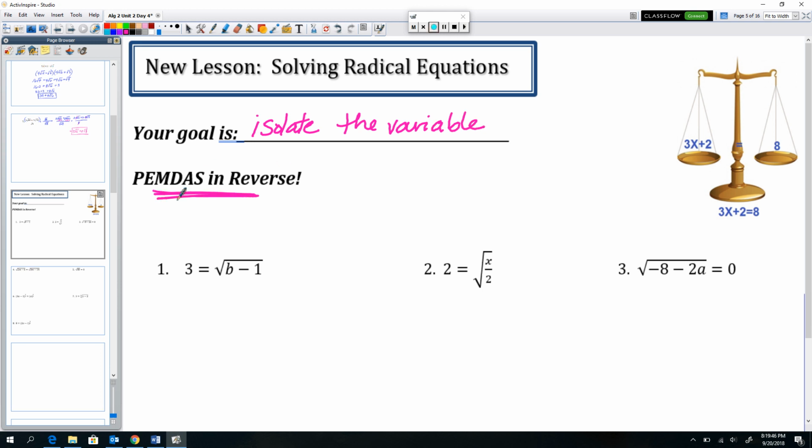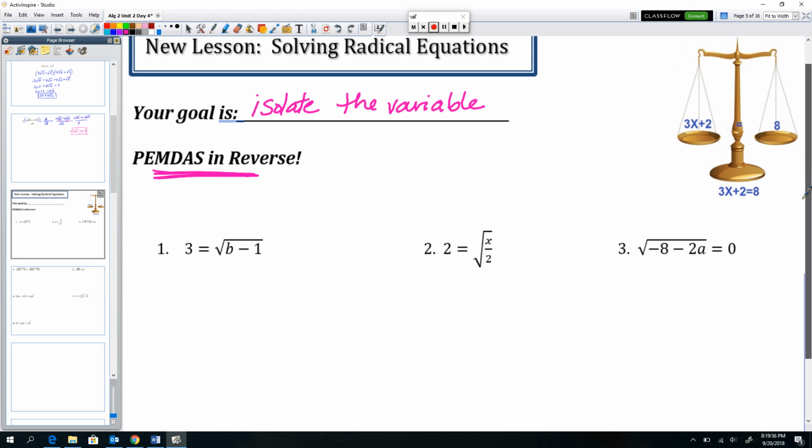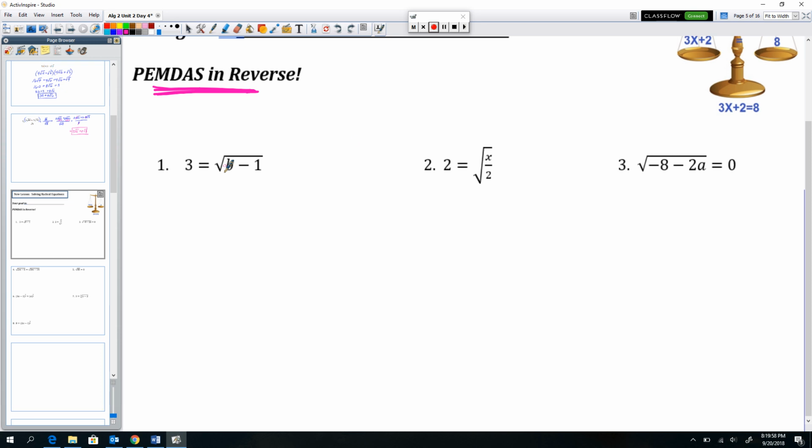And we always do PEMDAS in reverse when we're trying to isolate things, right? We take care of adding and subtracting, multiplying and dividing, the exponent. So if I look at number 1, the variable I need to isolate is the letter b. There's nothing out here that's being added or subtracted. Somebody must have subtracted a 3 to this side already. There's nothing being multiplied out front, so there's no adding or subtracting or multiplying or dividing to be done. But there is an exponent I need to take care of.